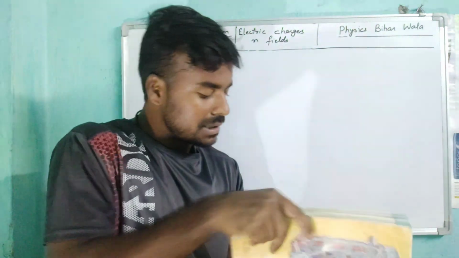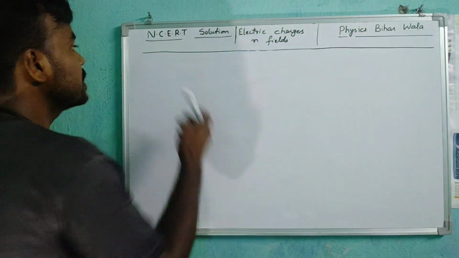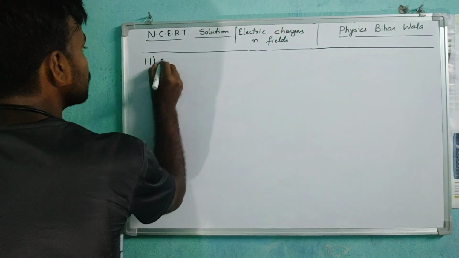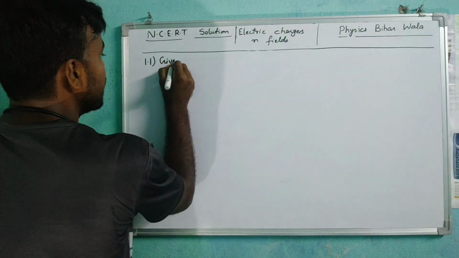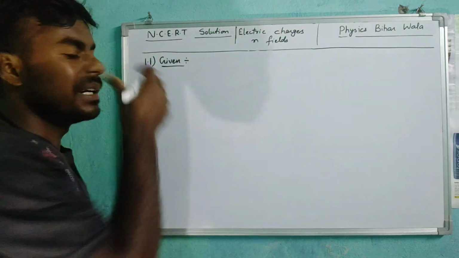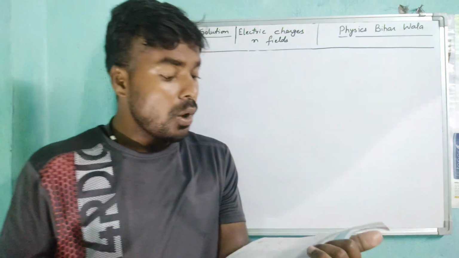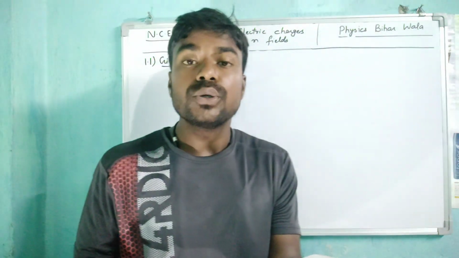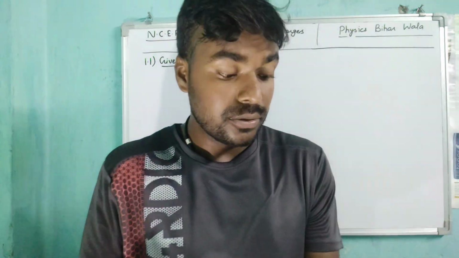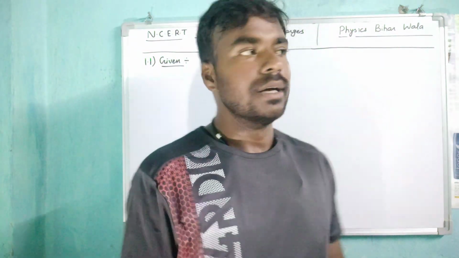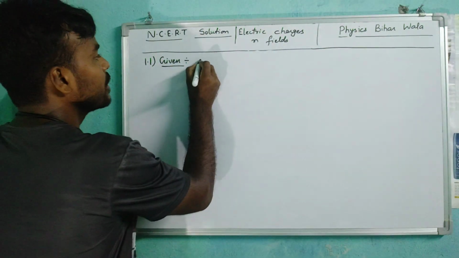So in this series the first one is 1.1. So let's read out the question first and then I'll proceed. First of all I would like to write the given quantities. The question is, what is the force between two small charged spheres having charges of 2 into 10 to the power minus 7 and 3 into 10 to the power minus 7 coulomb placed 30 centimeter apart in air. So first of all we should write the given quantity.